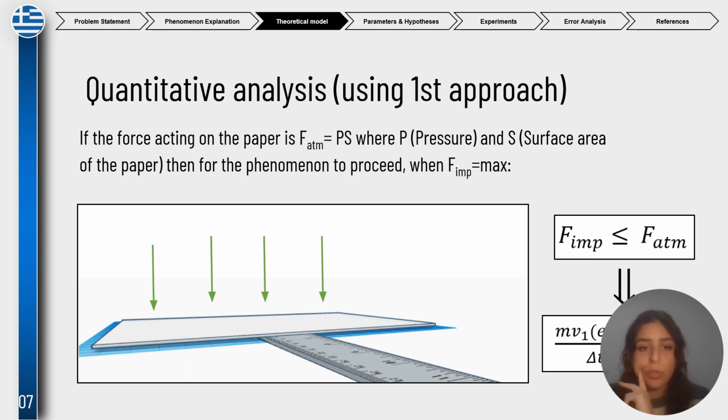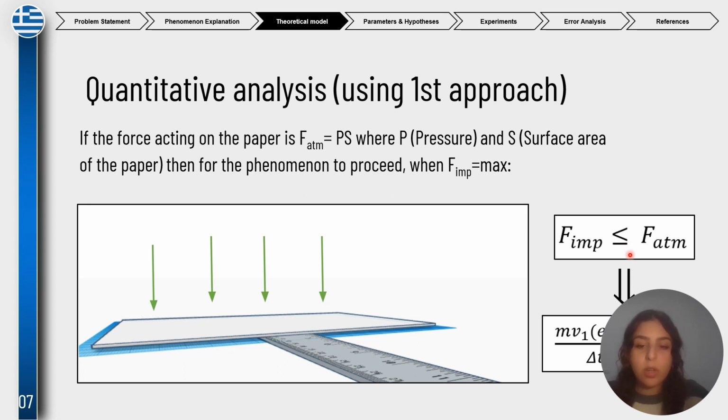So using the first approach, the force acting on the paper is F_atm, the atmospheric force, which is equal to P times S, where P is the pressure and S is the surface area of the paper. For the phenomenon to proceed, when the F_impact from the ball on the ruler is at a maximum, we need it to be less than the atmospheric force. This is because the paper rests on the table upon the ruler, and upon a sharp strike on the free end of the stick, the air cannot go under the paper quickly enough to compensate for the atmospheric pressure on top, so the region under the paper acts as a vacuum. So we need F_impact to be less than the atmospheric force.